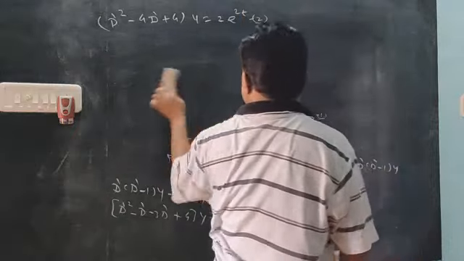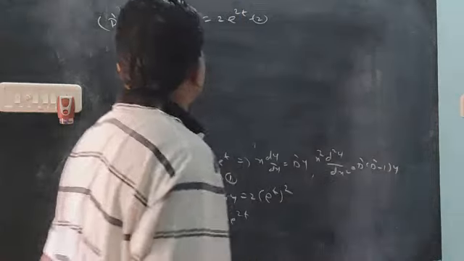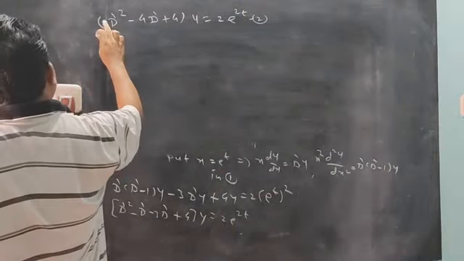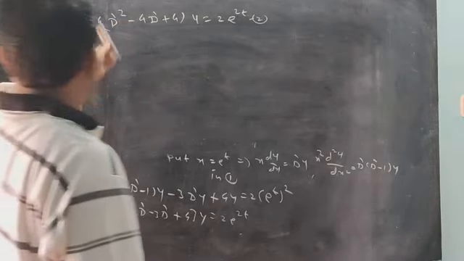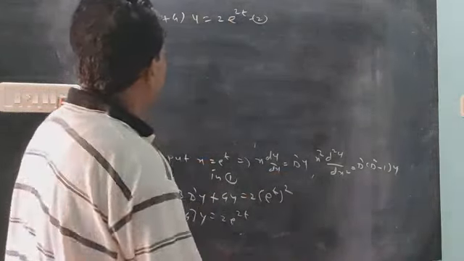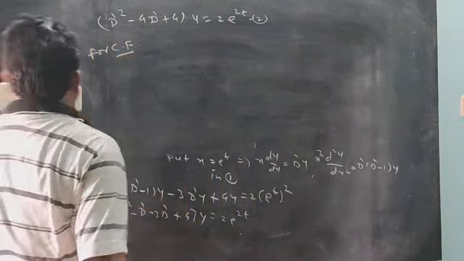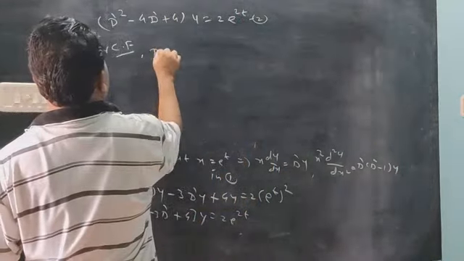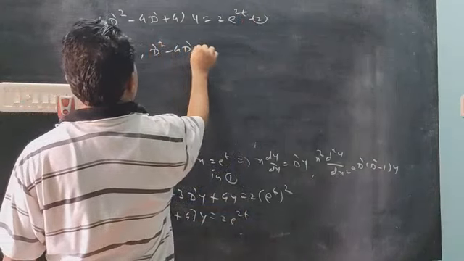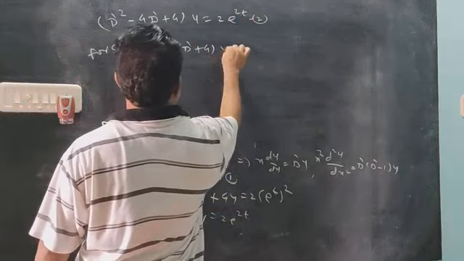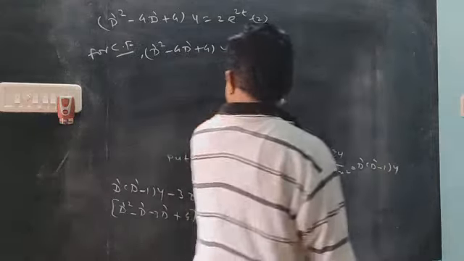It is now a constant coefficient equation, whereas before it had variable coefficients. I want constant coefficients here. So first solve for the complementary function, CF. For the complementary function, set the right side to 0: (D'² − 4D' + 4)y = 0.